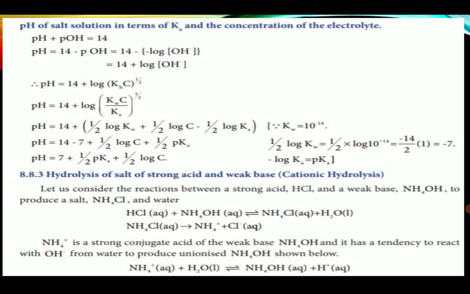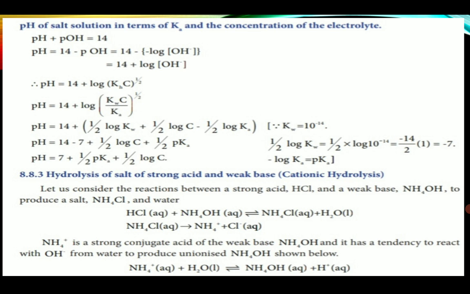So from this we conclude that Kh into Kb is equal to Kw. Similarly we did for the earlier equation, which is equal to Ka. In this case it is a base, therefore Kh into Kb is equal to Kw. So Kh, according to Ostwald's dilution law, is equal to h square C. Therefore hydrogen ion concentration is equal to square root of KhC. Hydrogen ion concentration, instead of Kh, we can write as Kw by Kb into C.